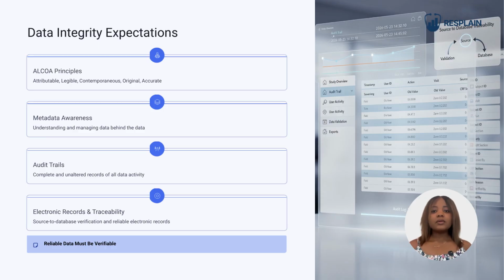The ALCOA principles continue to remain highly relevant during inspections, particularly around ensuring that data remain attributable, legible, contemporaneous, original, and accurate. R3 also recognizes that trial data may exist across multiple platforms and repositories, including wearable systems, ePRO platforms, laboratory portals, imaging systems, and external healthcare records. Sites should therefore understand where data originates, how changes are tracked, and how integrity is maintained throughout the entire data lifecycle.